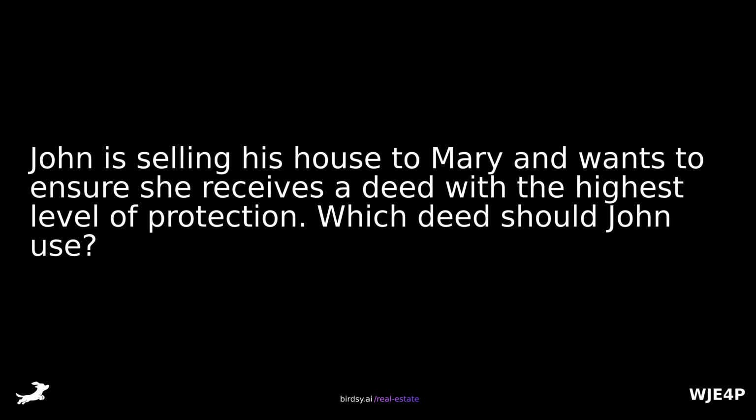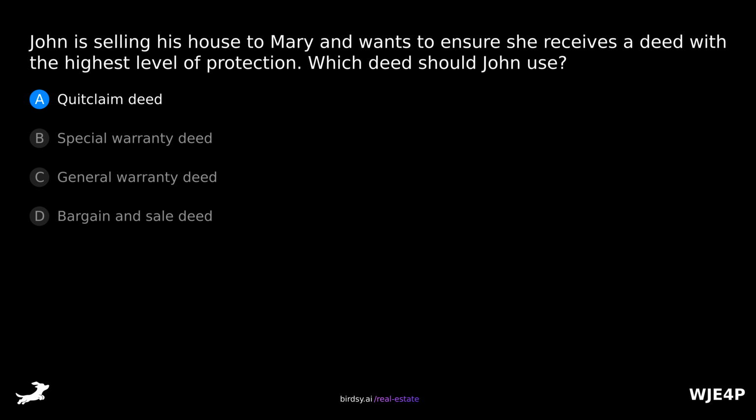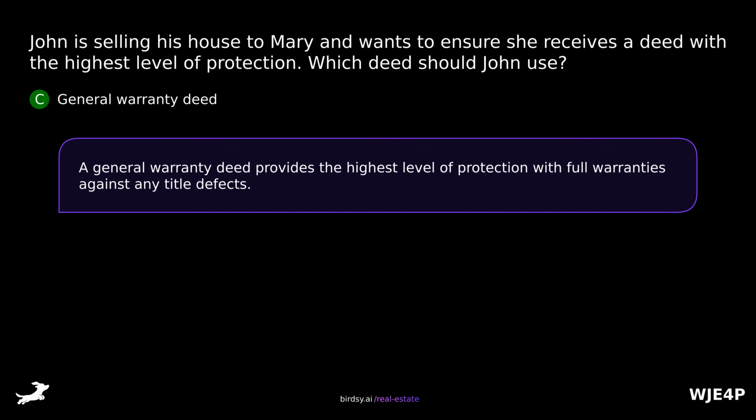John is selling his house to Mary and wants to ensure she receives a deed with the highest level of protection. Which deed should John use? Is it A, quitclaim deed, B, special warranty deed, C, general warranty deed, or D, bargain and sale deed? The answer is C, general warranty deed. A general warranty deed provides the highest level of protection with full warranties against any title defects.